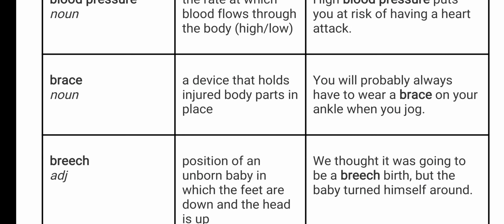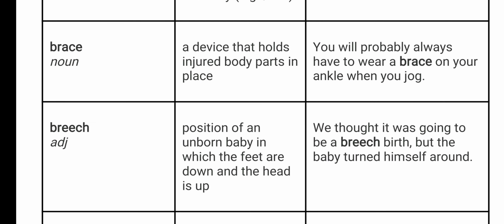Brace. I can't really think of any Kurdish words to translate the word brace. A brace is something that holds the teeth in place and straightens them.